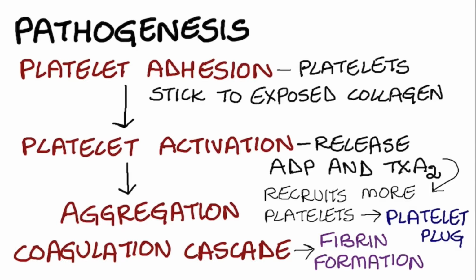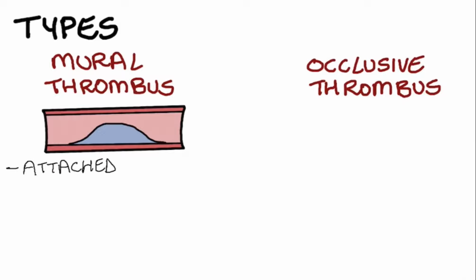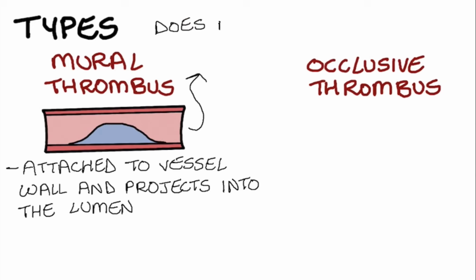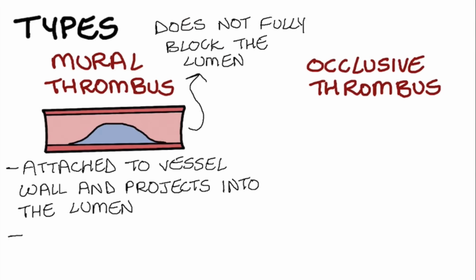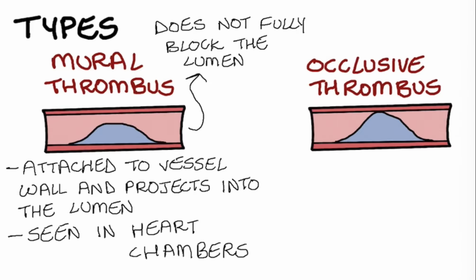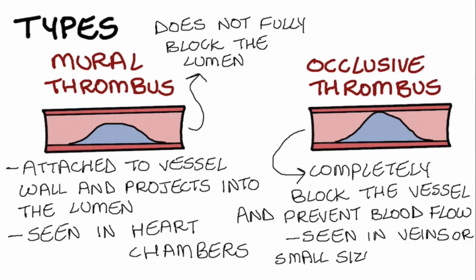It stabilizes the thrombus. Coming to the types of thrombus, we have the mural thrombus and the occlusive thrombus. The mural thrombus is attached to the vessel wall and projects into the lumen. It does not fully block the lumen. It is seen in the heart chamber. On the other hand, the occlusive thrombus completely blocks the vessel and prevents blood flow. It is usually seen in veins or small-sized arteries.